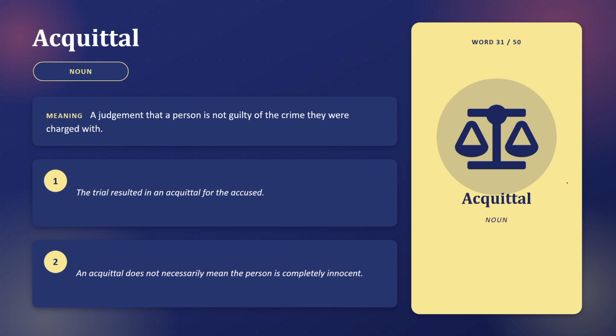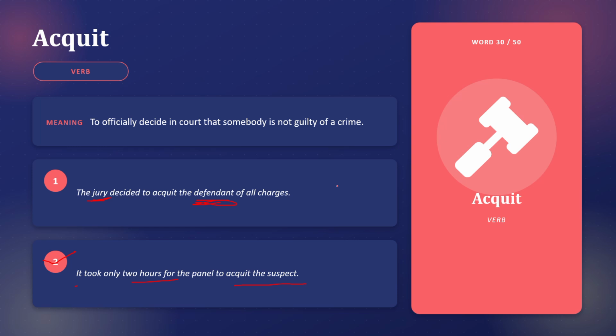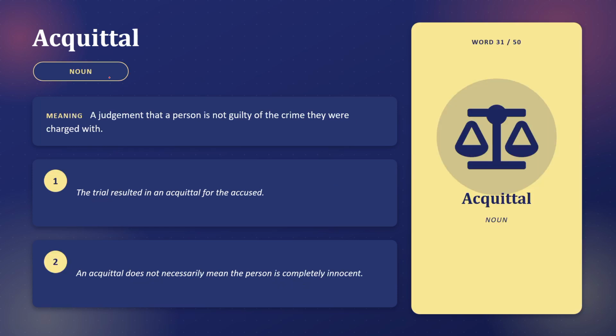Next word, acquittal. It is the noun form of the word acquit. Acquit was a verb, and this is the noun form. It means a judgment that a person is not guilty of the crime they were charged with. First example, the trial resulted in an acquittal for the accused. The accused was acquitted by the trial.